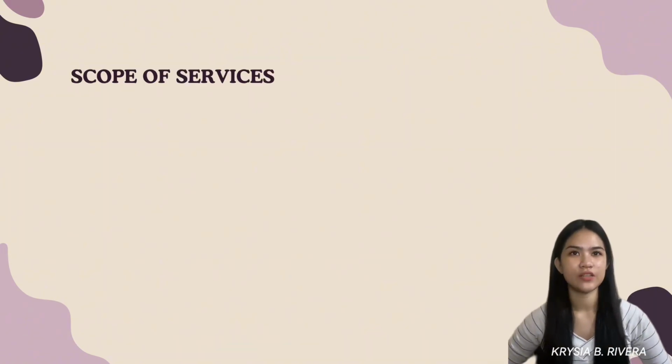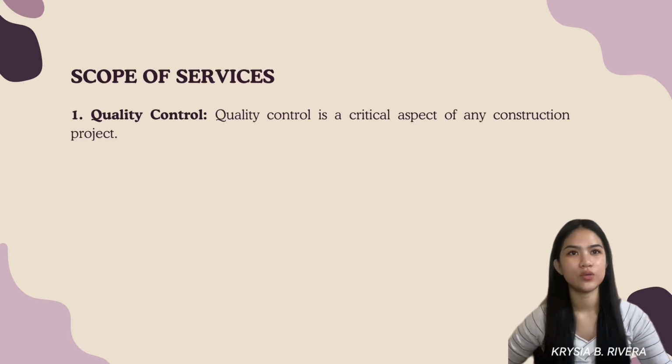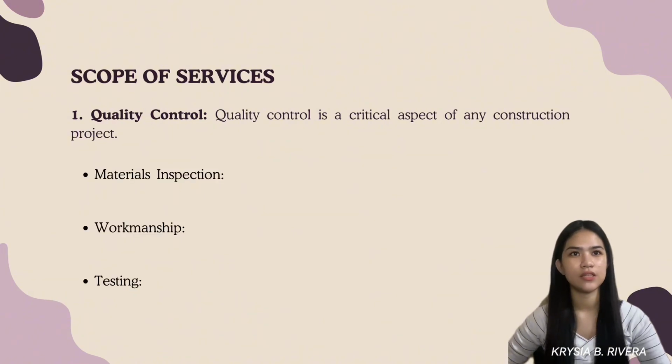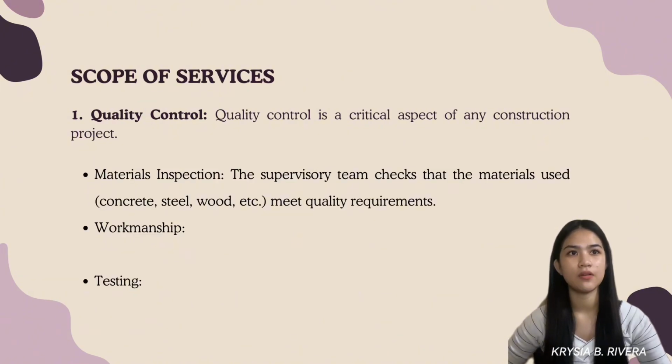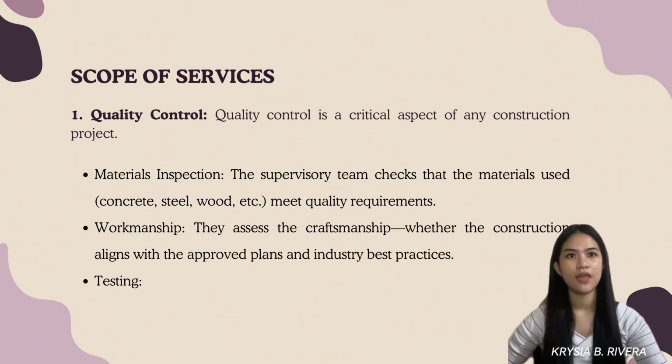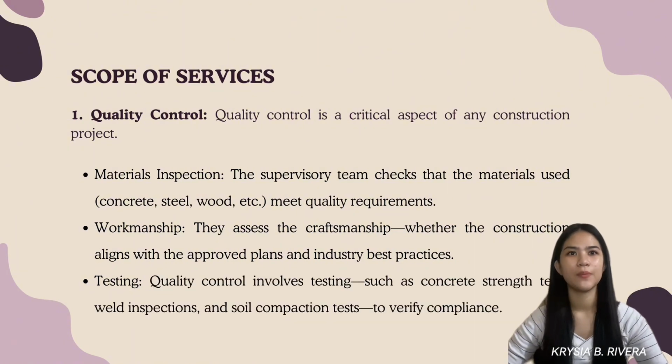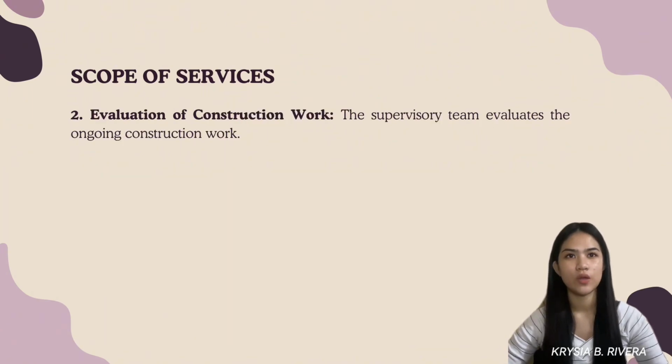Next is the scope of services. First is the quality control. Quality control is a critical aspect of any construction project. It ensures that the work meets established standards and specifications. First, the material inspection. The supervisory team checks that the materials used meet quality requirements. Next is the workmanship. They assess the craftsmanship, whether the construction aligns with the approved plans and industry best practices. Next is the testing. Quality control involves testing such as concrete strength tests, weld inspections, and soil compaction tests to verify compliance.